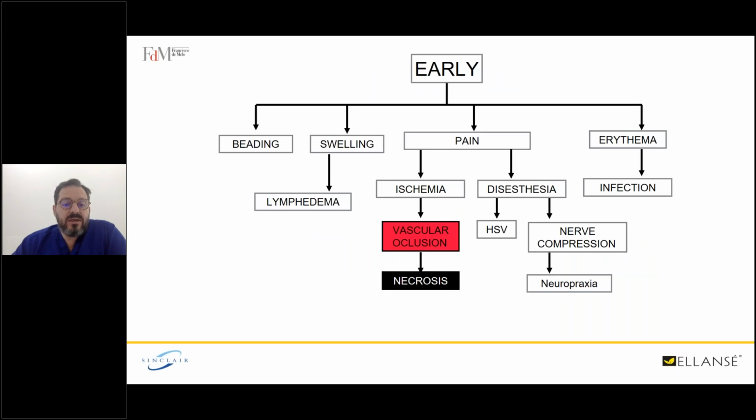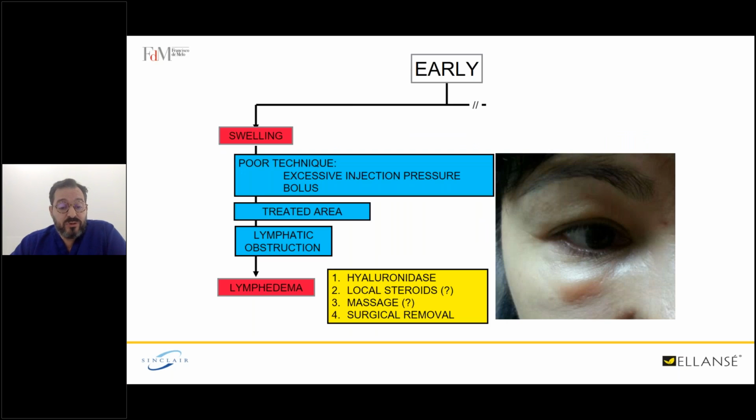So what's happened is early complications are these ones. The most common ones are not vascular occlusions, they are actually swelling and bruising. And that's what you need to be careful with, because that's the most common. And vascular occlusions can be other things. And you go back to there, swelling.